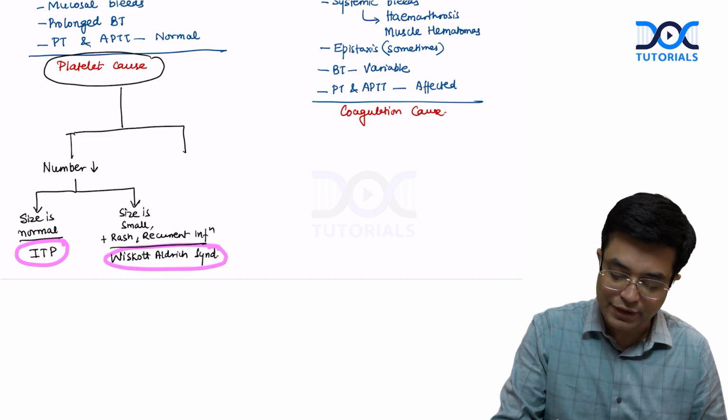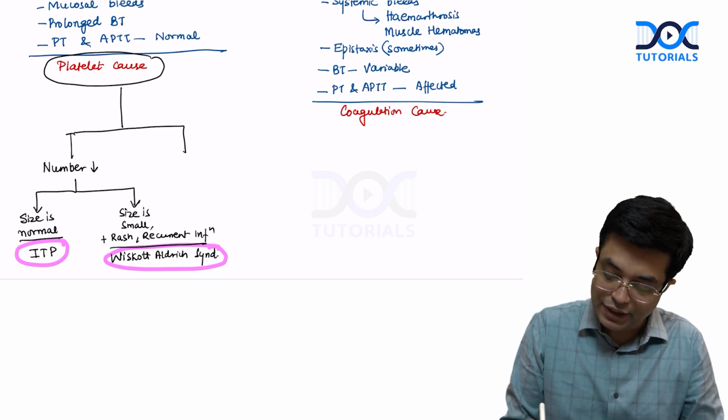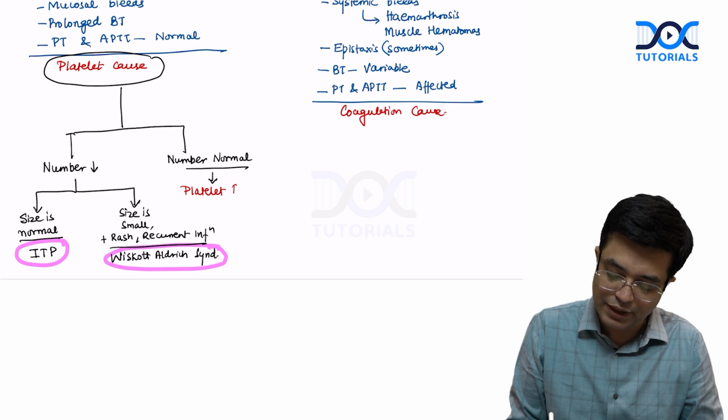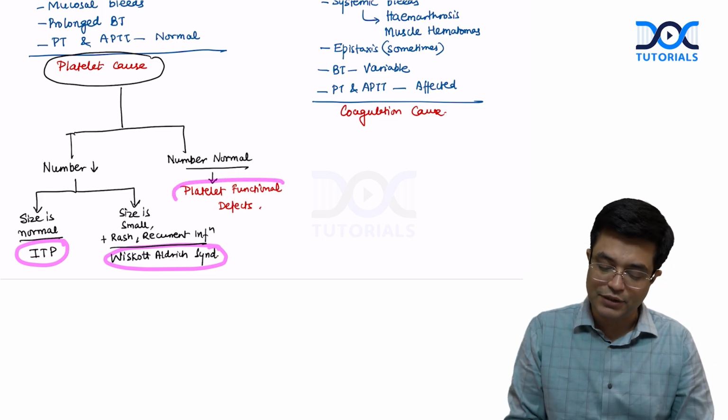On the other hand, in case this type of presentation is there, but the platelet number is normal, you will suspect the child is suffering from platelet functional defects. There are two types of platelet functional defects. You have Bernard-Soulier syndrome and you have Glanzmann's thrombasthenia. These are the conditions that should be suspected.